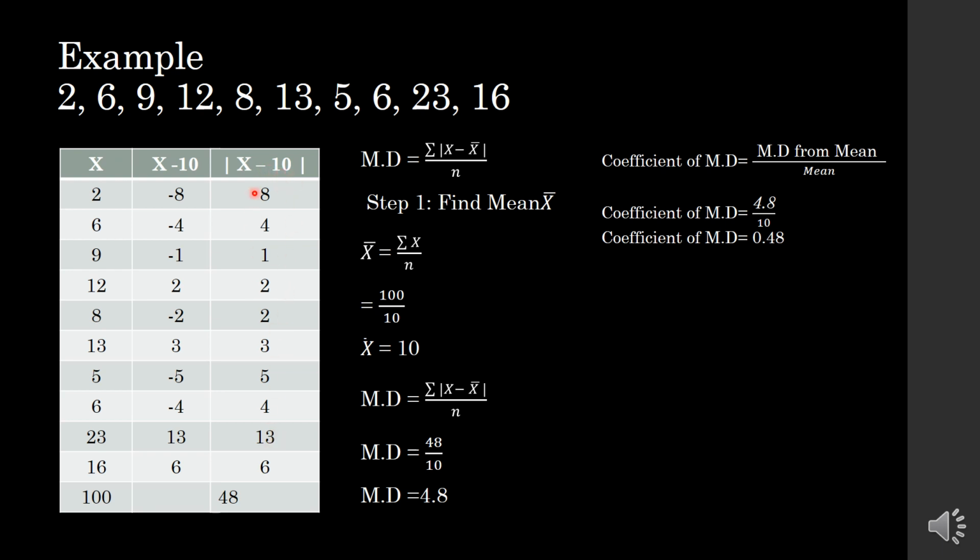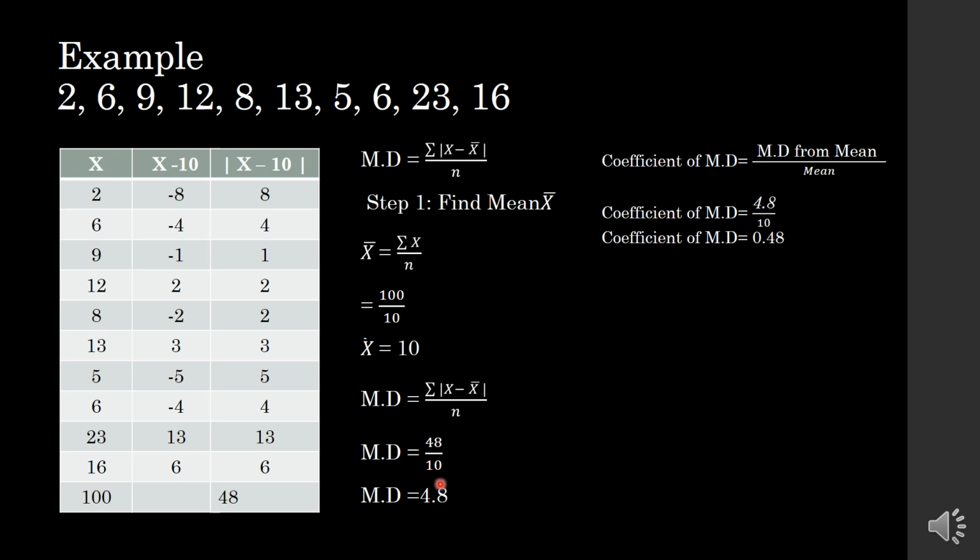So like this, we just turn all the negative values into the positive values. Once all the values are converted, we find the sum, because we have the sum here. So summation of the absolute values of x minus x bar is equal to 48, divided by n, which is the total number of observations. So I just put in both values and find out the mean deviation.